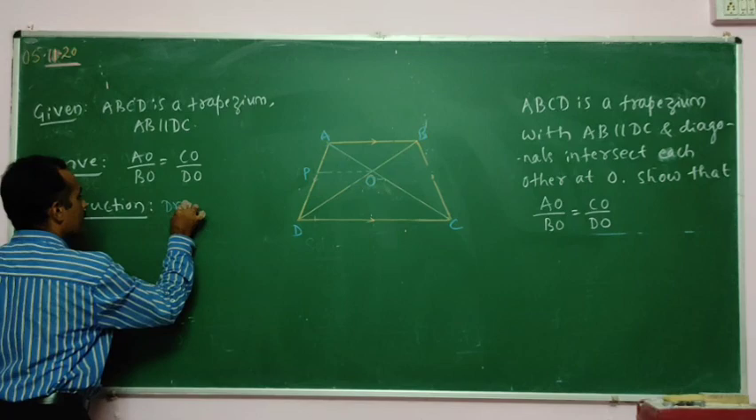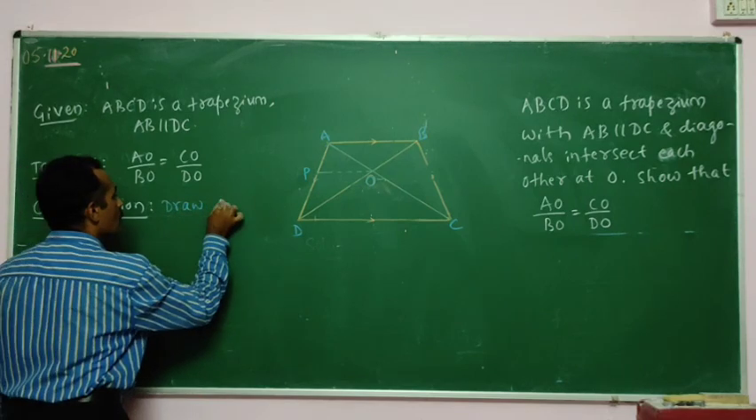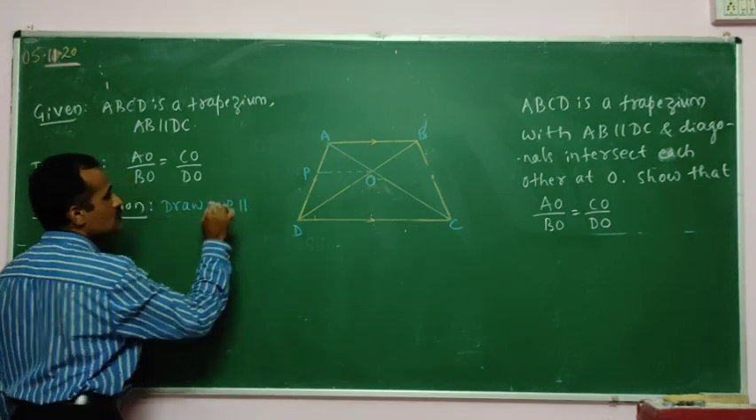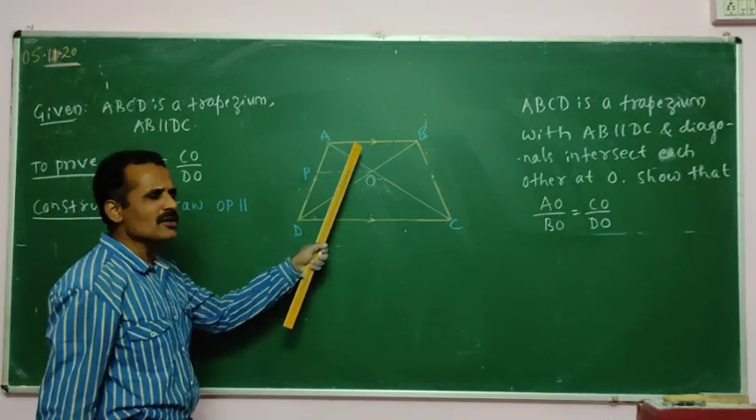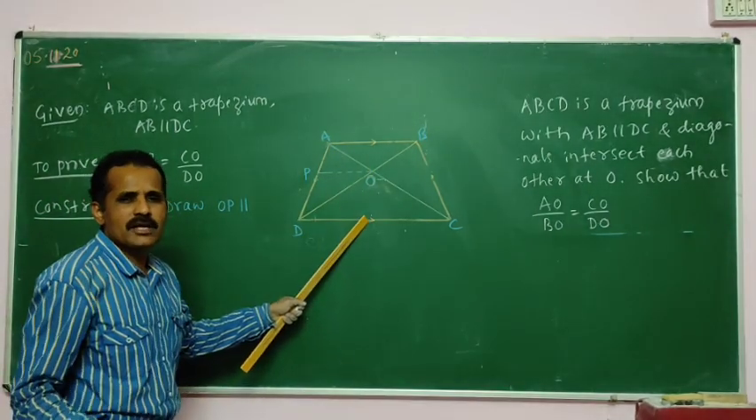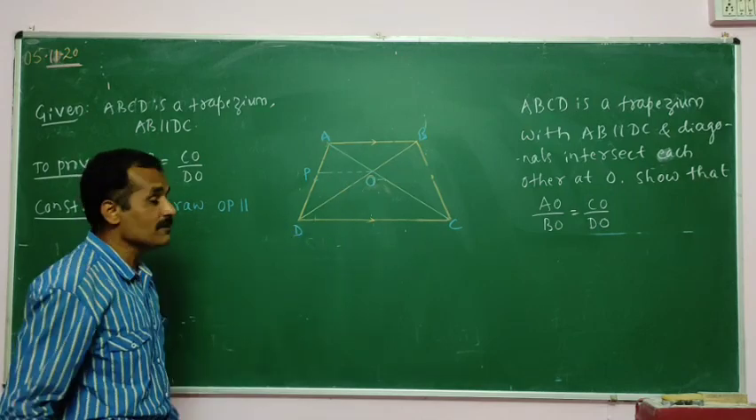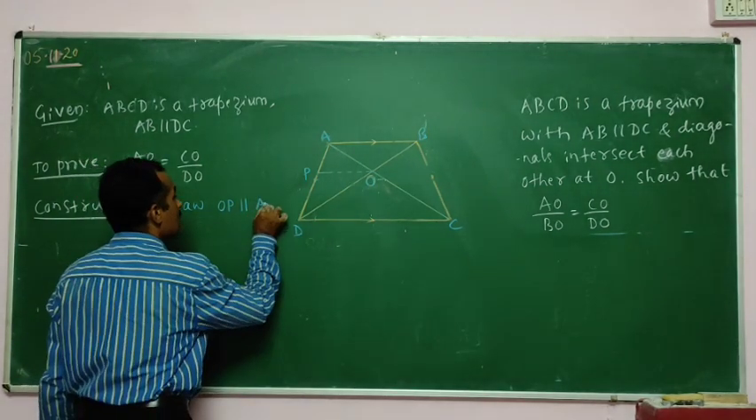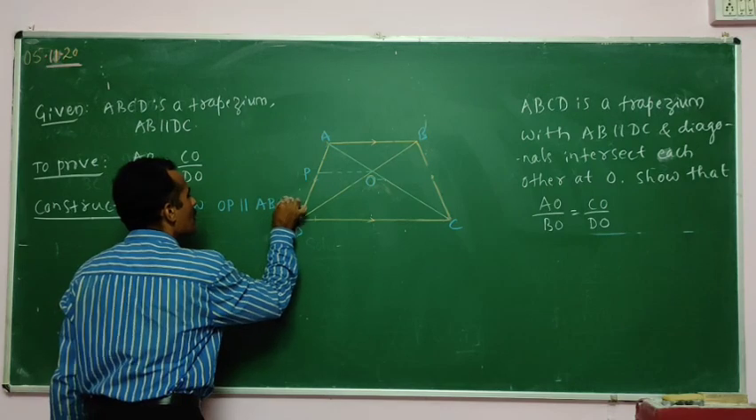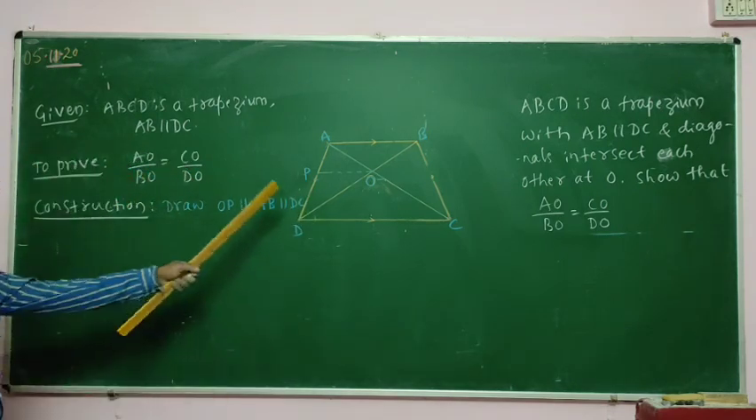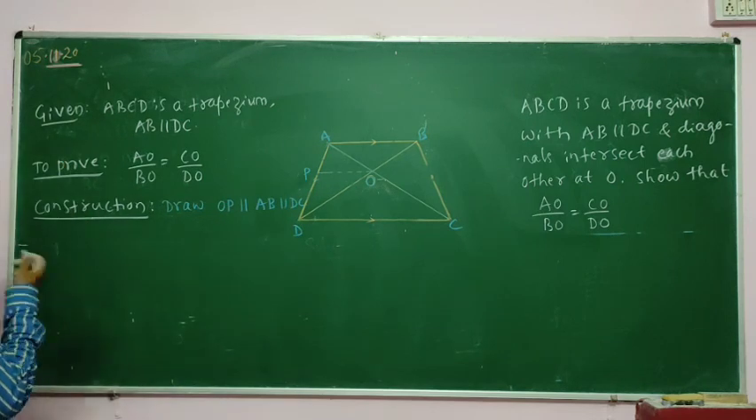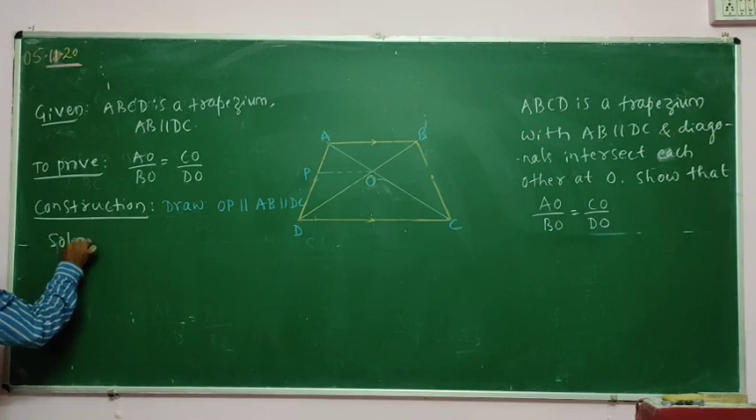Draw OP parallel to AB. चाहे इसको parallel को या इसको parallel को, ये तो सेम है क्योंकि ऑलरेडी दो का parallel to each other. OP is parallel to AB, चाहे parallel to DC, one and the same. दोनों के भी parallel हो गए. Okay, now you will start the solution. See the solution.